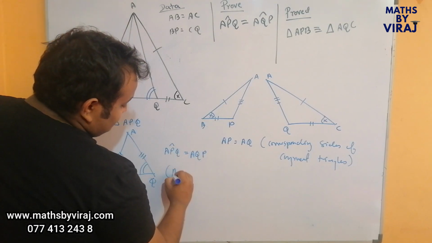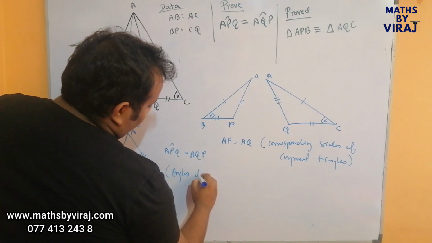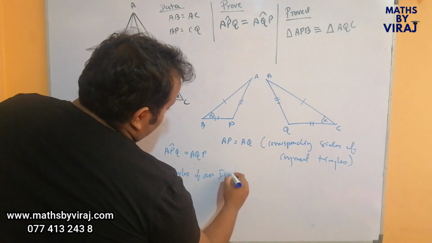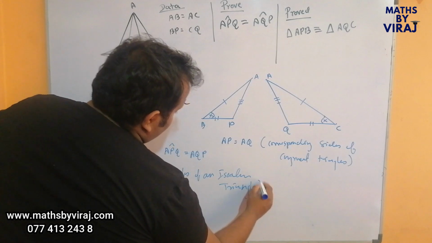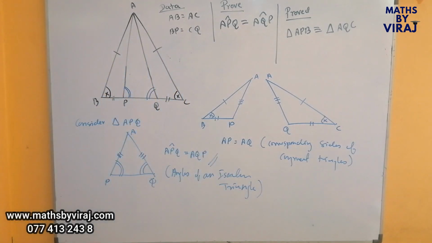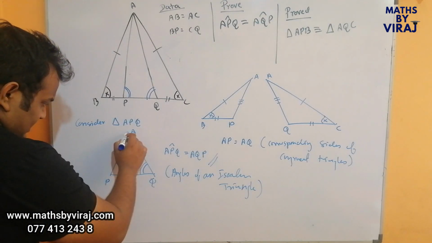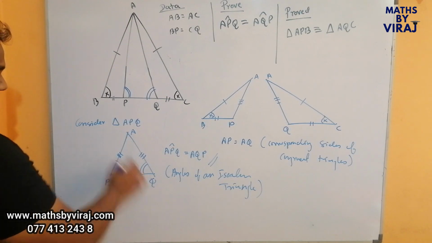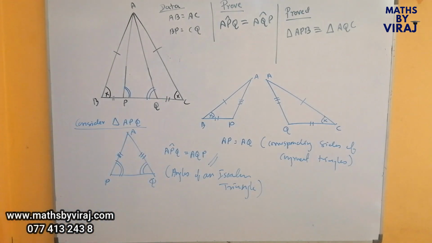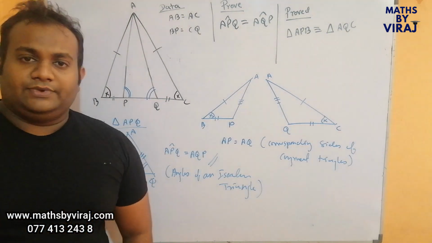And the reason is angles of an isosceles triangle. So, by angles of an isosceles triangle, we can prove that angle APQ is equal to angle AQP in the triangle APQ.